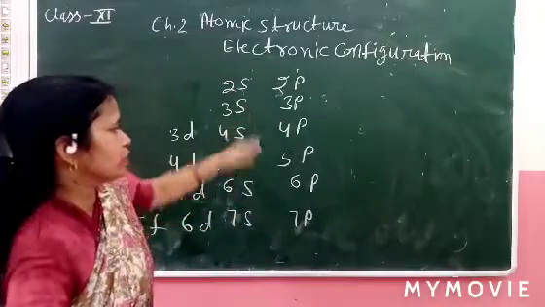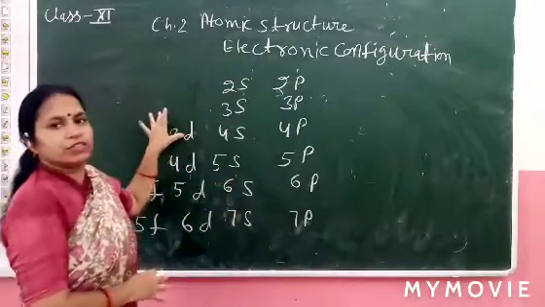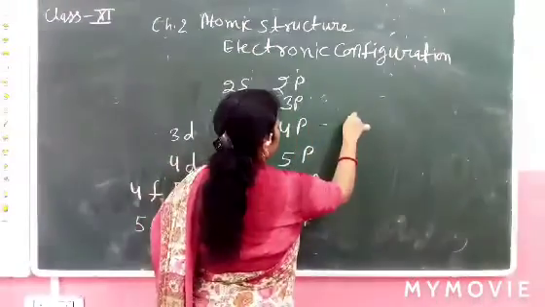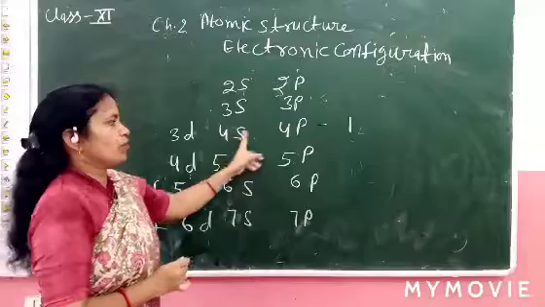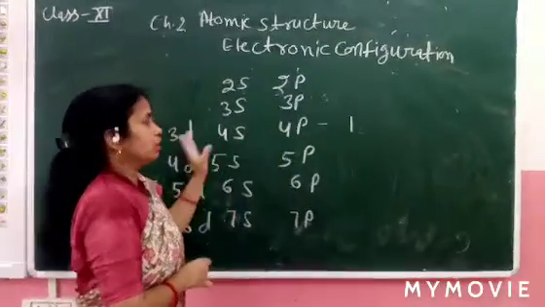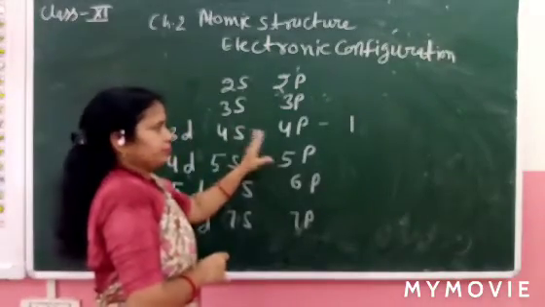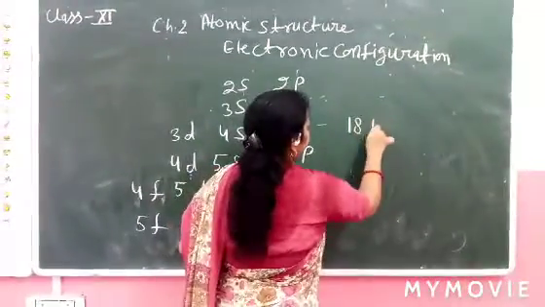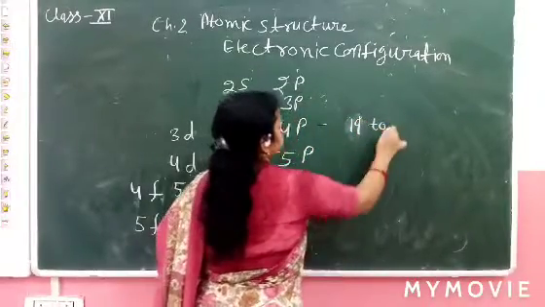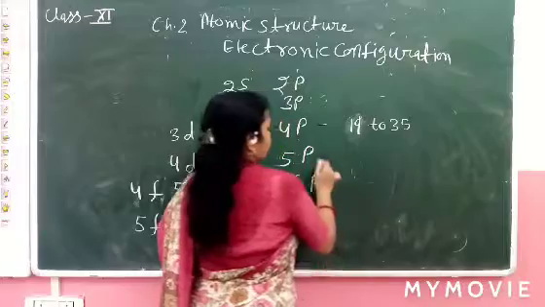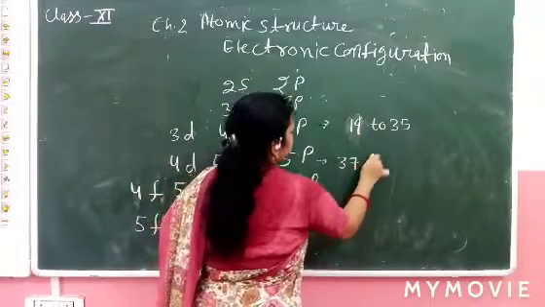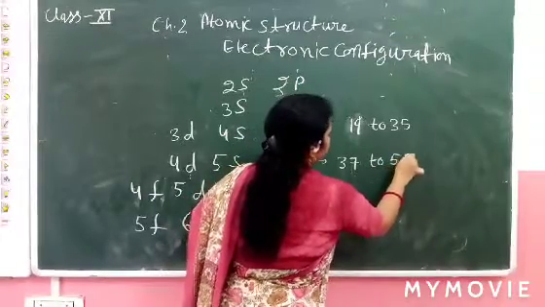2s, 2p. You can use this table which is comfortable for you. You can use it like this. Here 3d, 4s, 4p. We have to use the n plus l rule here. Now after 18, it means after 18, 19 to 35, or here 36 is filled, 37 to 53.